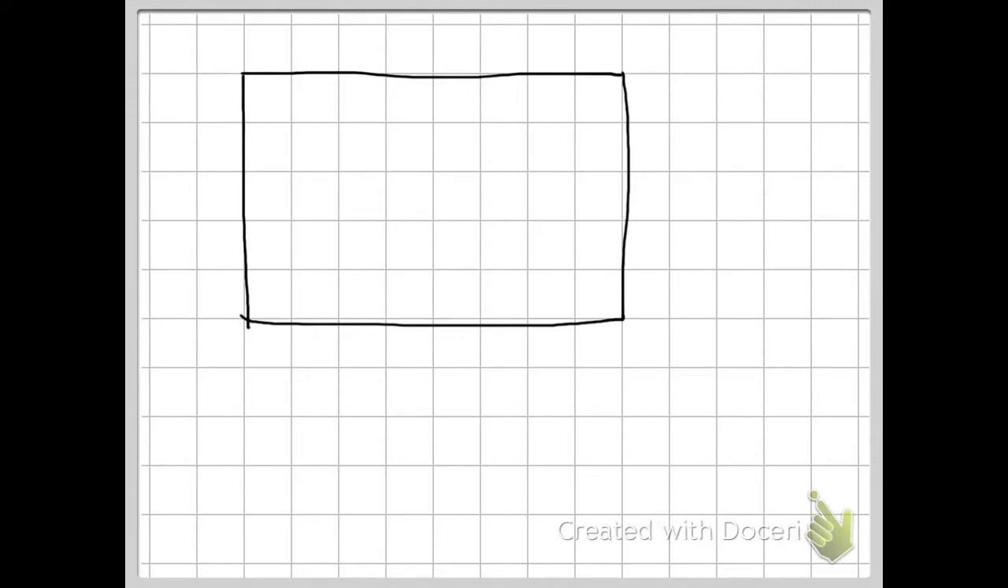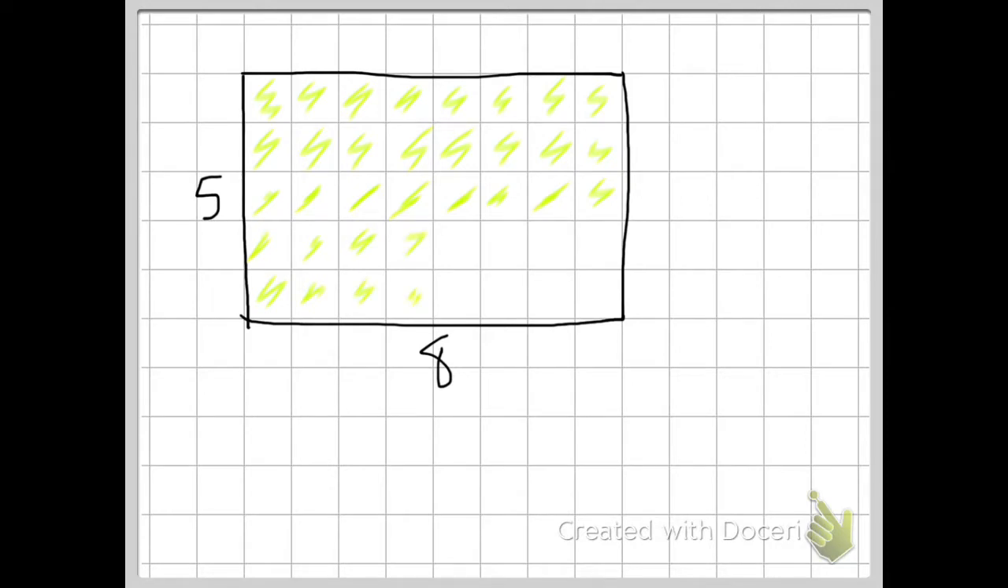There's 1, 2, 3, 4. So this particular rectangle is 5 by 8. If we count the tiles, we have 1, 2, 3, 4, 5, 6, 7, 8, 9, 10, and so on, up to 40 tiles.